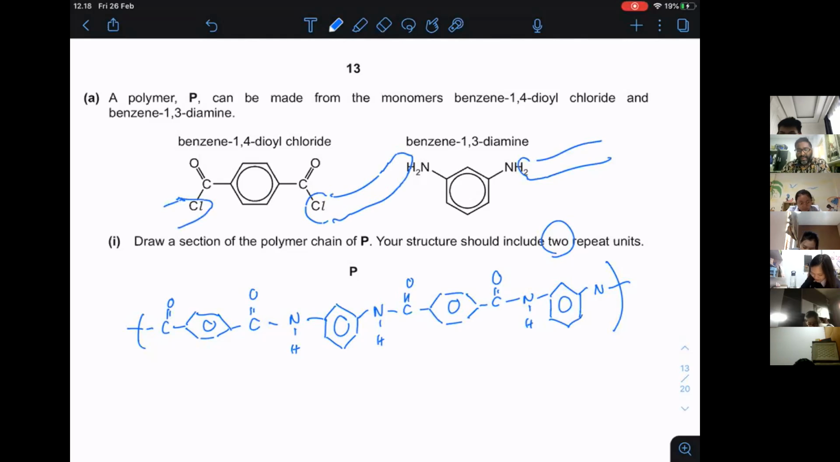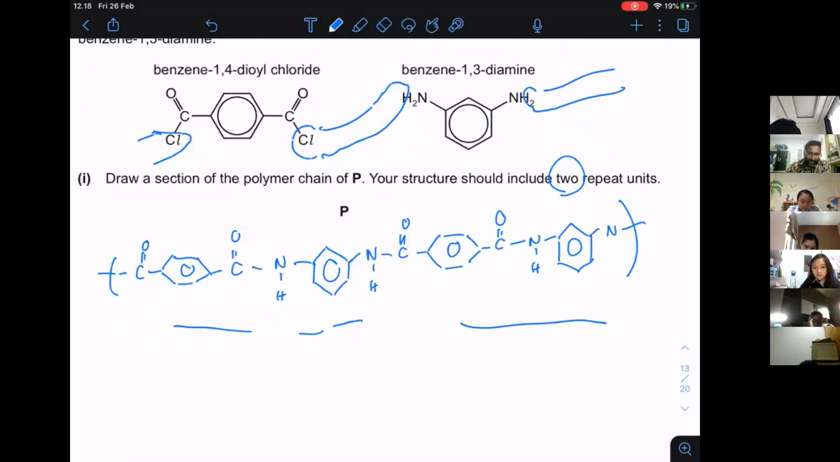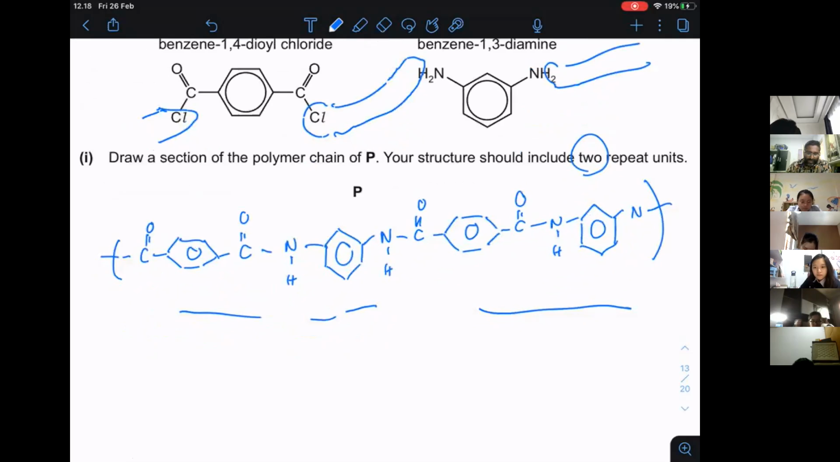So it means that if I can join this and then show 2 repeating units, I can tell, okay, this is the polymer and I get the mark. So you can see this is 1 repeating unit, another repeating unit. How to do it? You see the Cl has already reacted, and then you have this Cl gone, H gone, so A plus HCl.